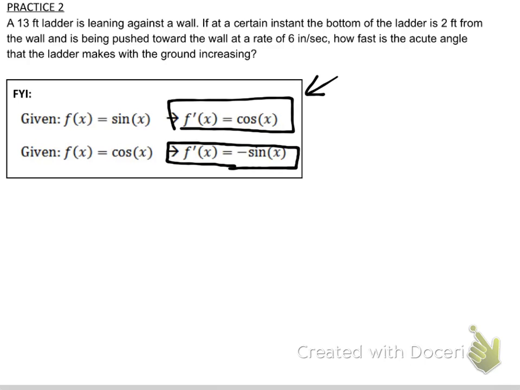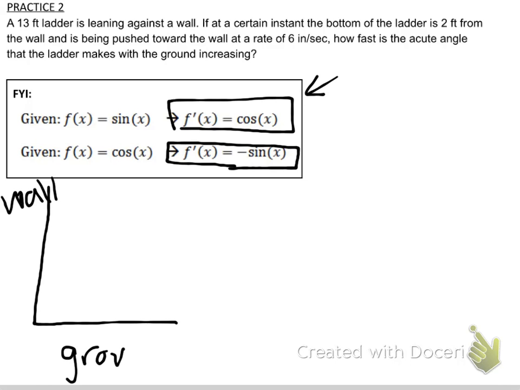So, as usual, our first step is to draw a picture. So let's do that. So the picture, it's a ladder. Everybody loves ladders. So here is the wall. Here's the ground. And what we have is the ladder. Now, we often talk about labeling things that don't change. The ladder is not going to change in length, so I can write 13 right here, right?